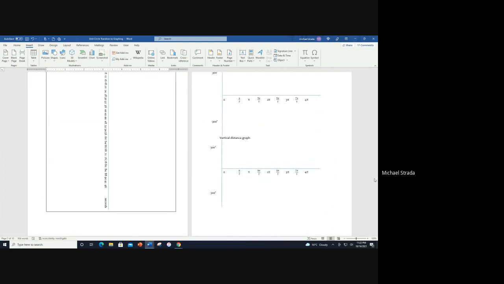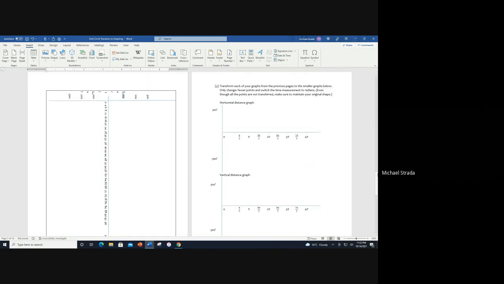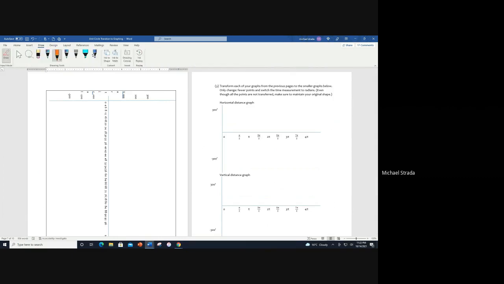And then we're just going to take those two graphs for the last part of this and transfer these over to those. Now the difference is instead of time, they're in radians. So you got to convert them over to radians. There's really nothing on there you shouldn't be able to do at this point.